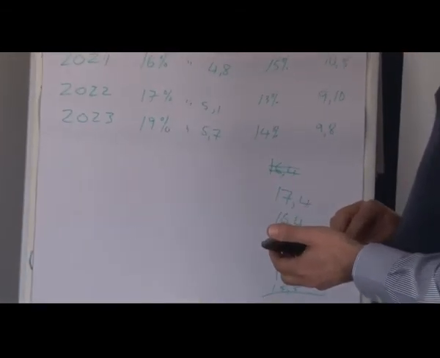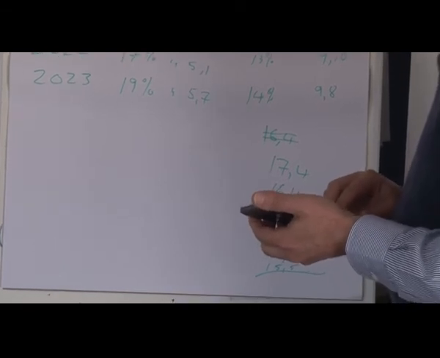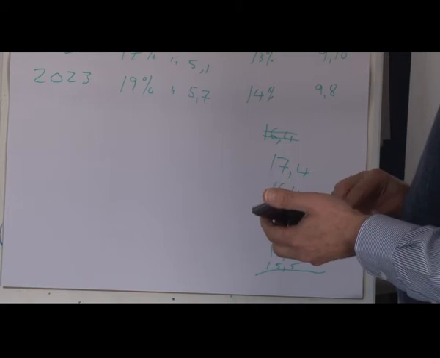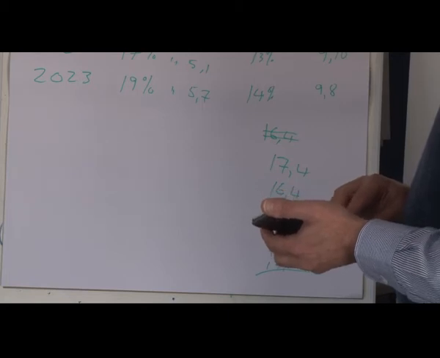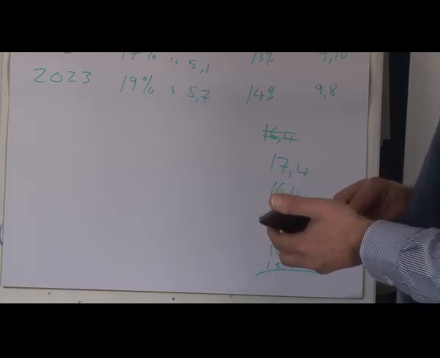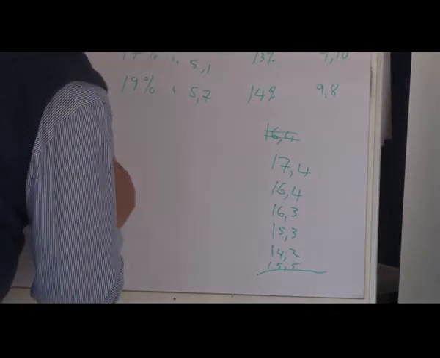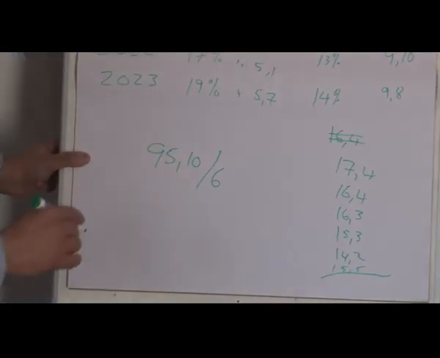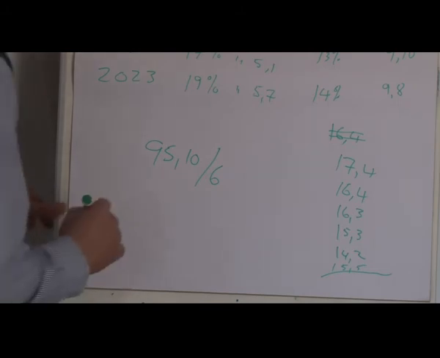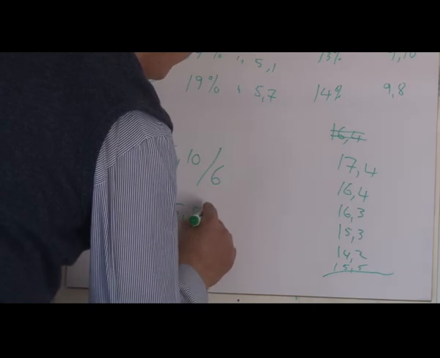You get 17.4 plus 16.4, 16.3, plus 15.3 plus 14.2 plus 15.5, which gives you 95.1. Divide that by 6 to get the average per year, and the answer is 15.85. So your average return per year for this portfolio was 15.85%.